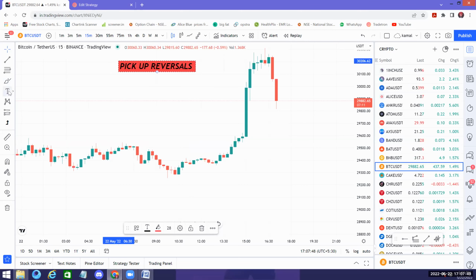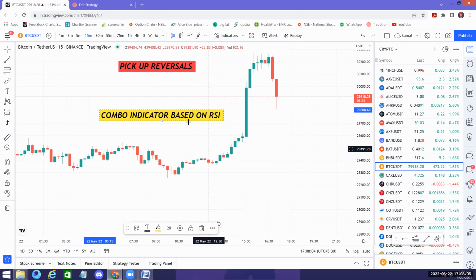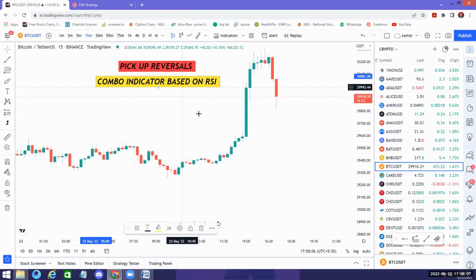So this is a combo indicator based on RSI. So many people use RSI for divergence. Some take it for when it goes above 60, they start buying. Then if it's below 30, they will start selling. But we are not going to look at any of these factors now. We are only going to see where there is a crossover.